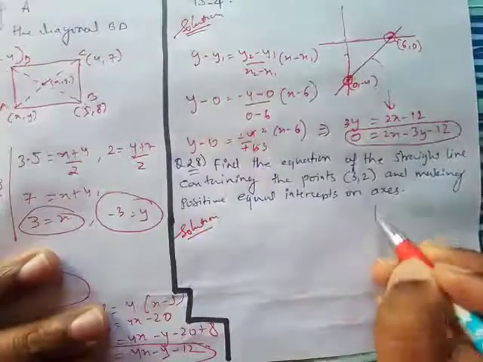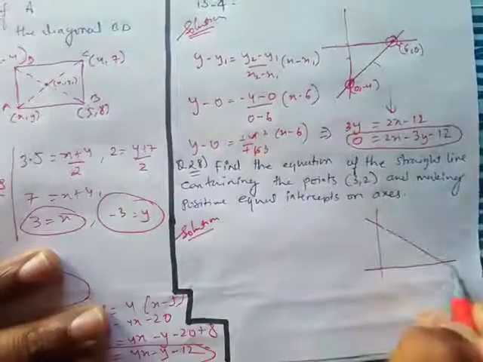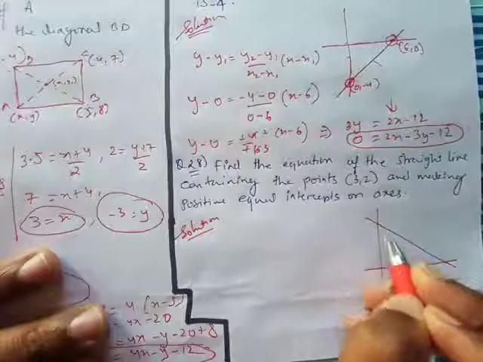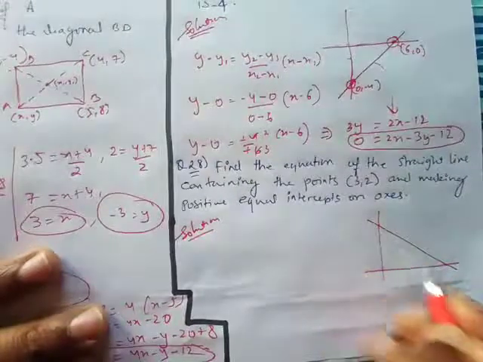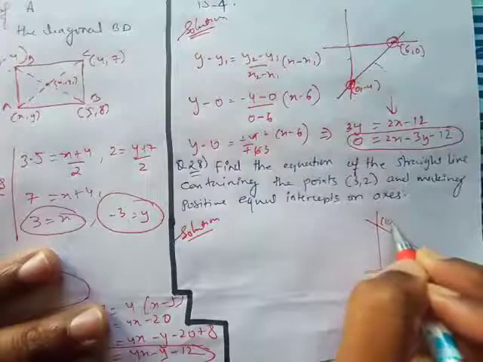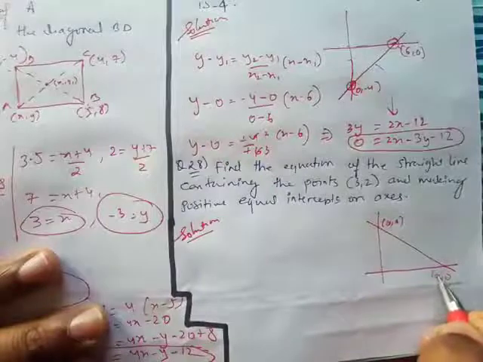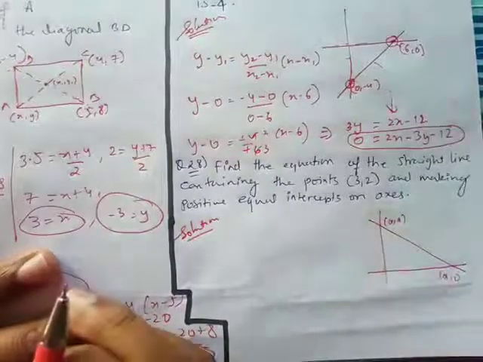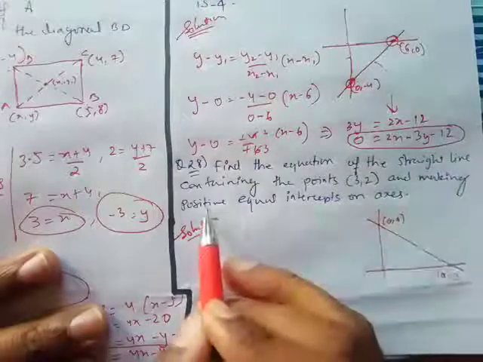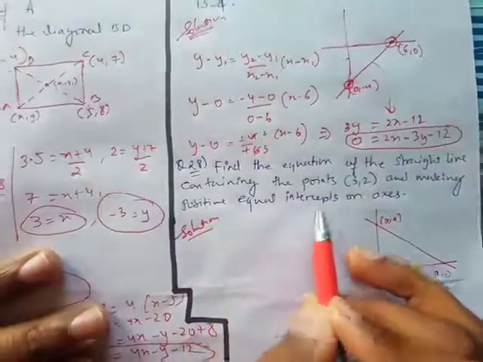So for example, this is the graph for me, and intercepts are being made on the positive axes. This is positive, this is positive, but they're equal also. If from here to here is a, then from here to here is also a. So I'm going to name this point (0, a) and this point (a, 0). Why? Because the intercepts are equal. Are you guys understanding? It says positive equal intercept on the axes.